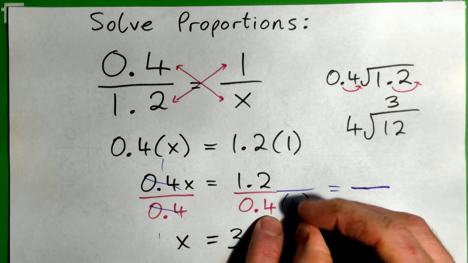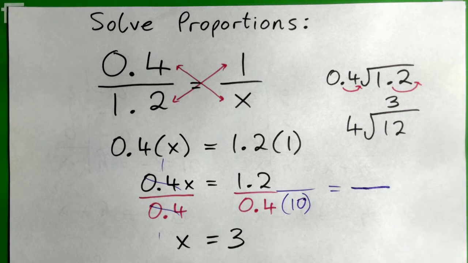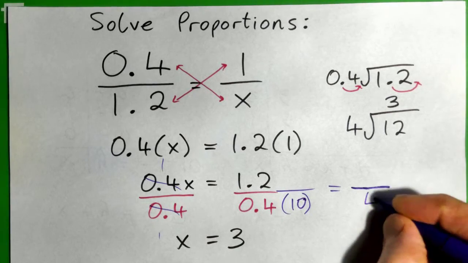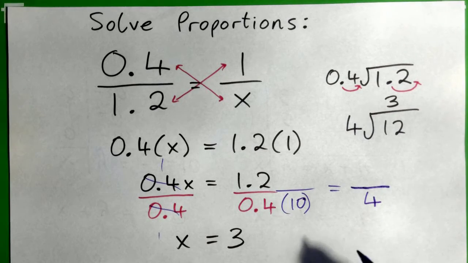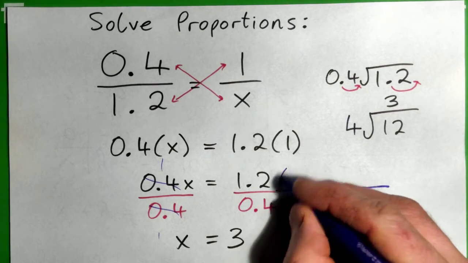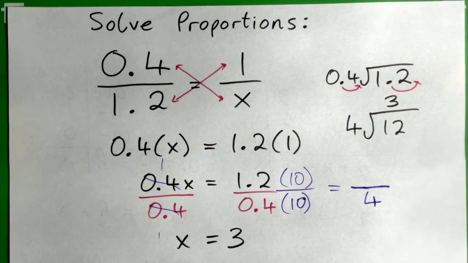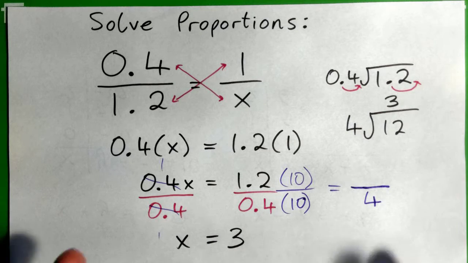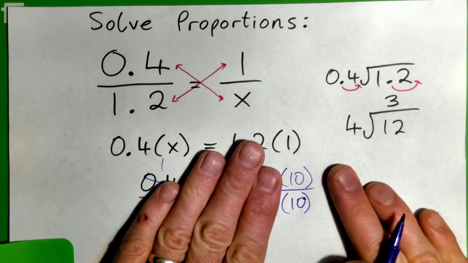Times 10. If I multiply that by 10, the decimal point is going to move over one spot. So 0.4 times 10 gives 4. Now, I can't just multiply the bottom by 10. I must also do what? Multiply the top by 10. Right, because you don't want to change the value of the fraction. If you multiply by 10 over 10, that's just like multiplying by 1. Because look, 10 over 10 is 1.